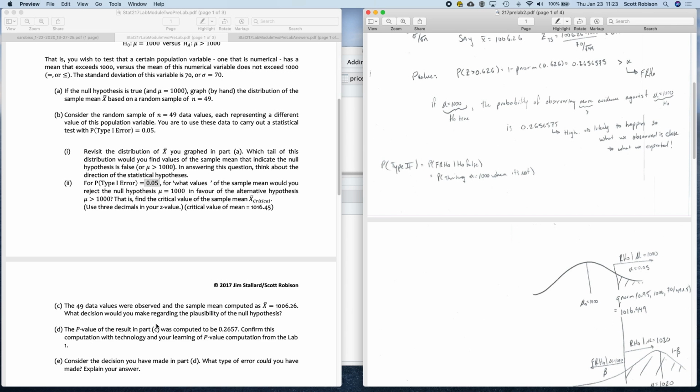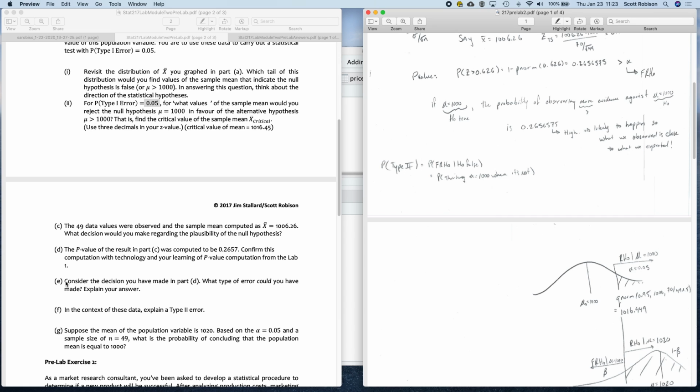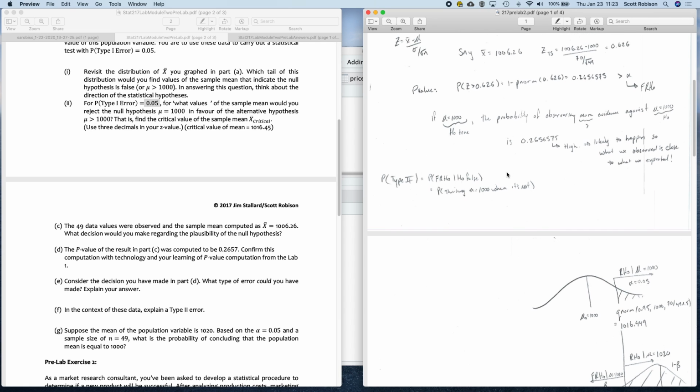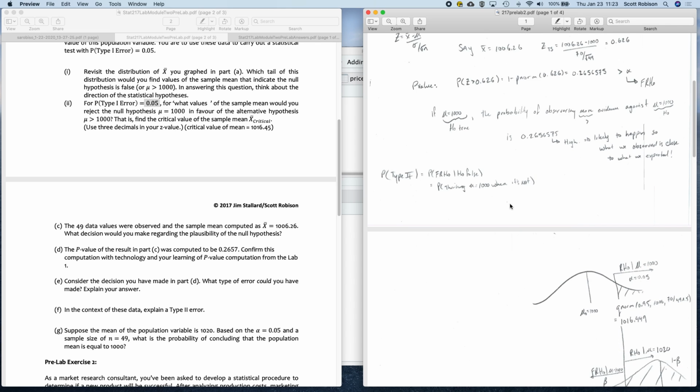Okay, continuing on, let's see. So we just said what error could we have made? The error we could have made if we were failing to reject. So all of these things said that we should fail to reject. The only error that we could make if we were failing to reject is a type 2 error. The only error you could make if you were rejecting the null hypothesis is a type 1 error.